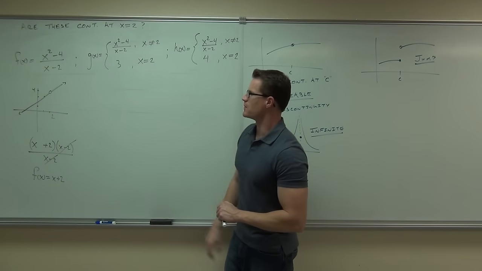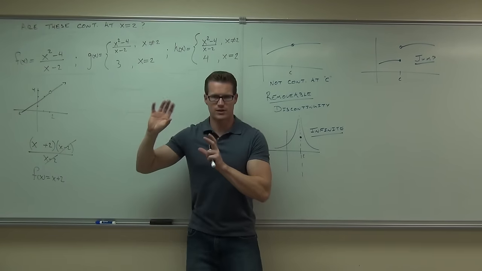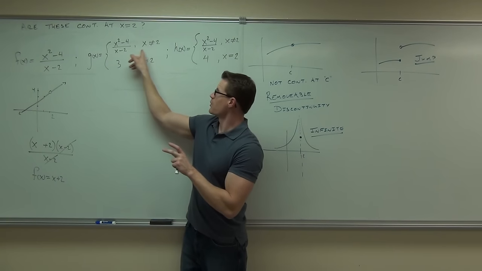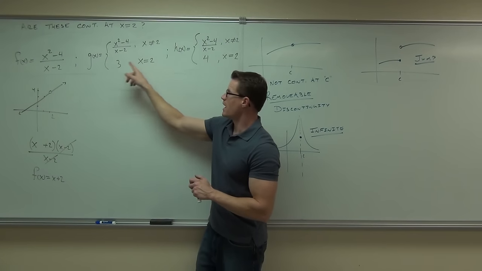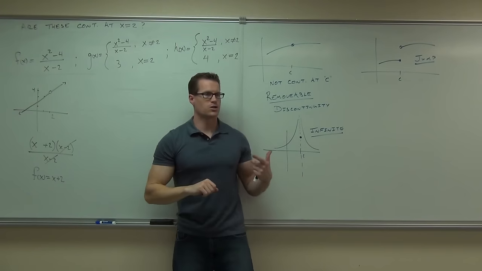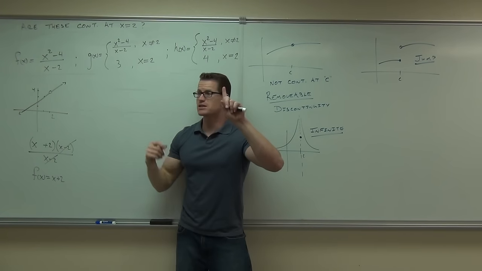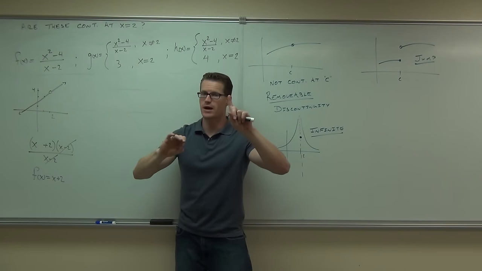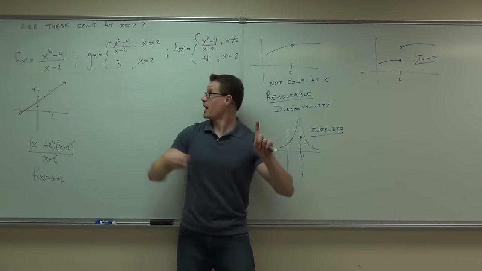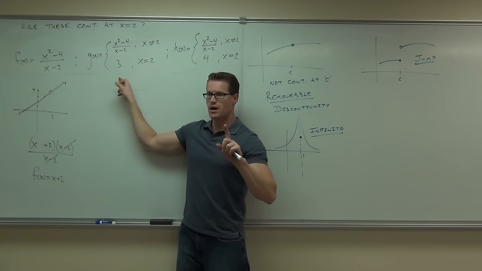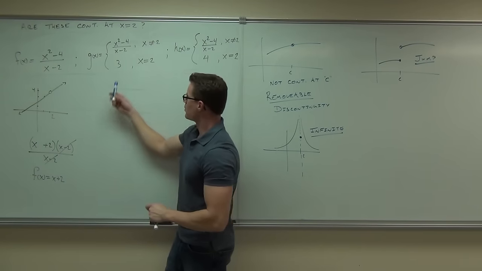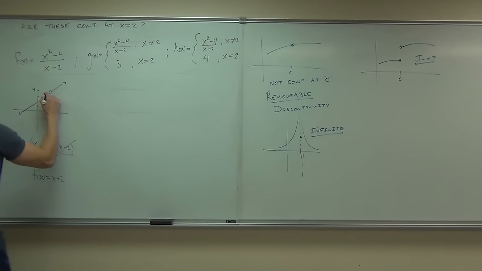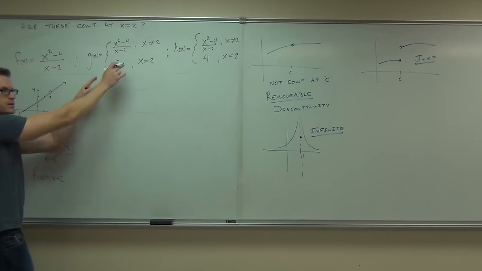Now let's move over to the next function. These look confusing, but here's all this says. For everywhere except 2, you're now this thing. But now at 2, I have a point 3. So let's check the continuity now. Is number 1 satisfied? Is the function defined at my point x equals 2? Yes. Absolutely. It's right here. Does the limit exist? Yes, the limit exists. But now this point is 3. So when I go over 2, it says I'm at 3.